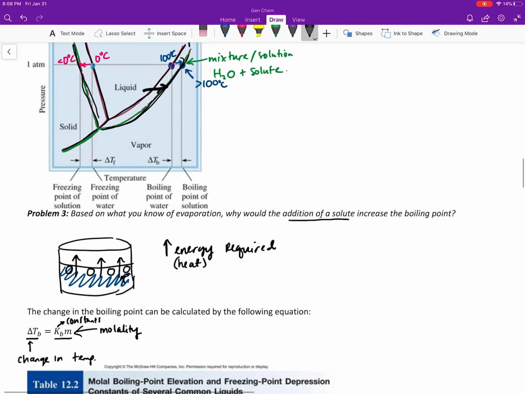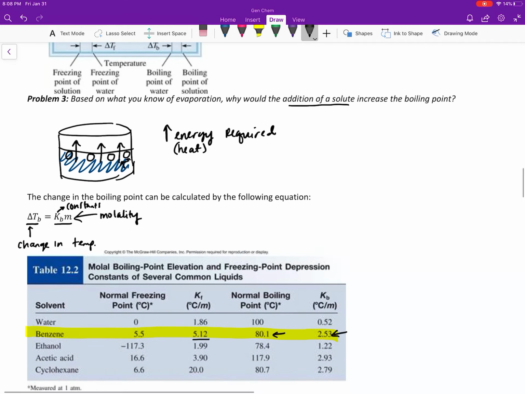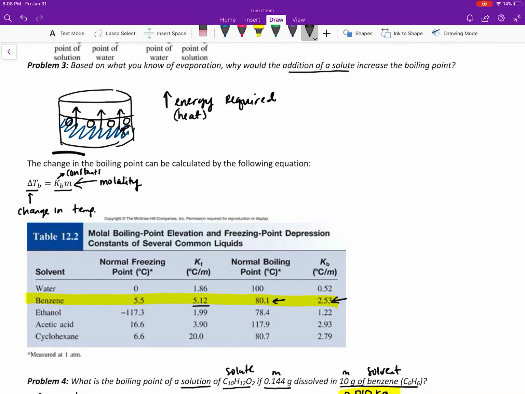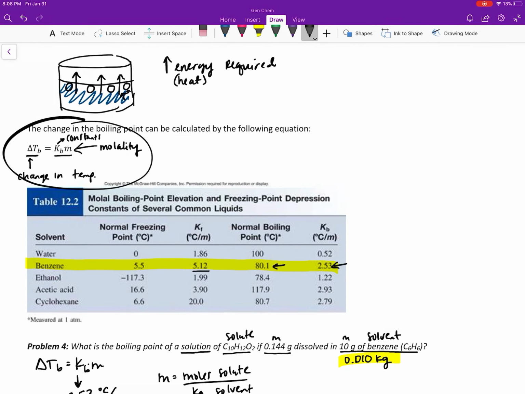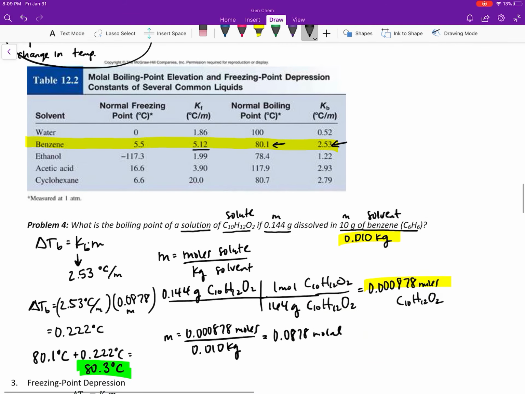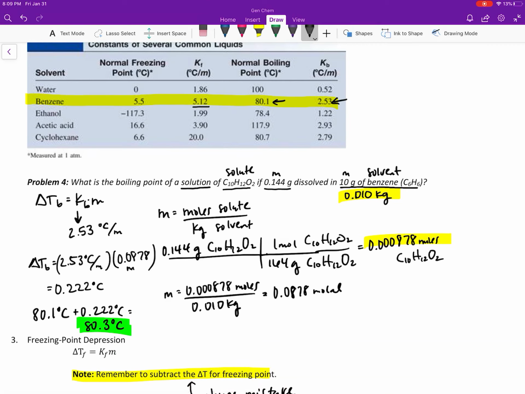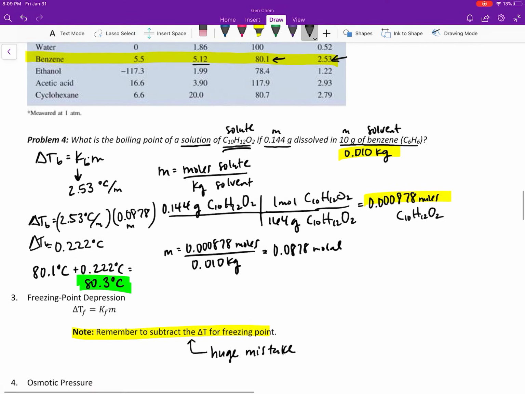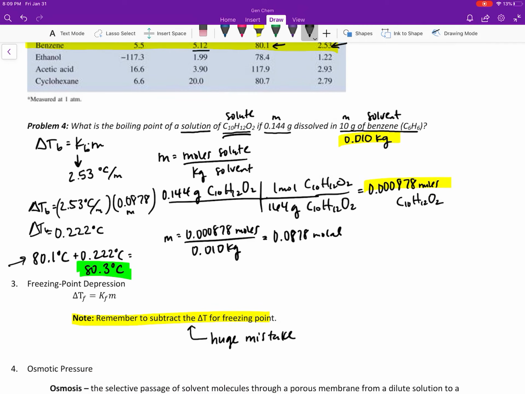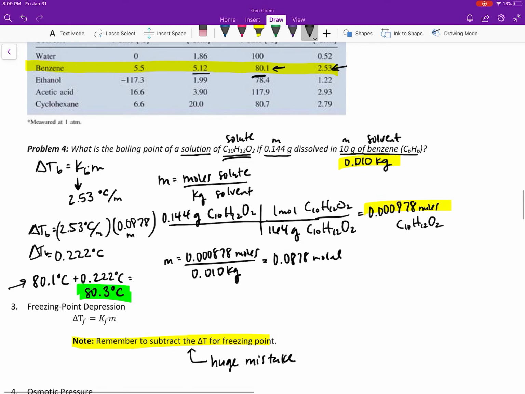So then we talked about why solute increases the boiling point. And then we looked at the boiling point elevation formula, which is delta TB is equal to a constant times molality. We did a problem with benzene and a C10H12O2 solute. And just remember down at the end, what you solve for in the delta TB formula is just a change. The final step is then to add it to the normal boiling point.